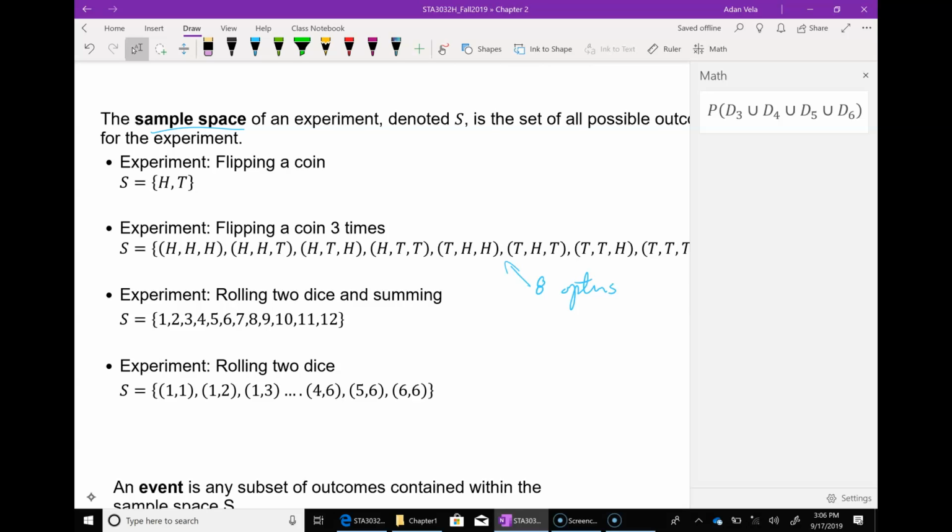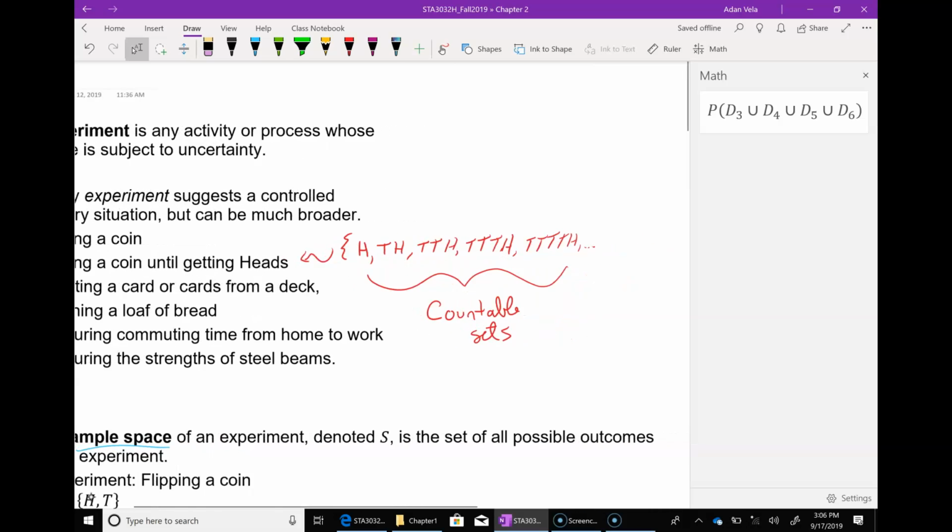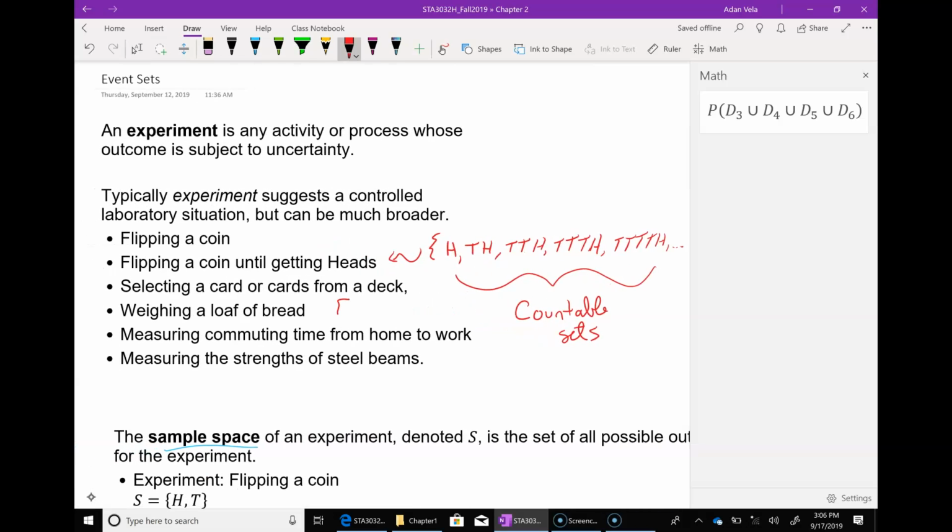And certainly you could imagine weighing a loaf of bread. Every time I weigh a loaf of bread, it will come back between, let's say, 200 grams and 300 grams, based on the accuracy of my scale and who's reading it. And so in that case, I have a continuous set. My sample space is continuous.